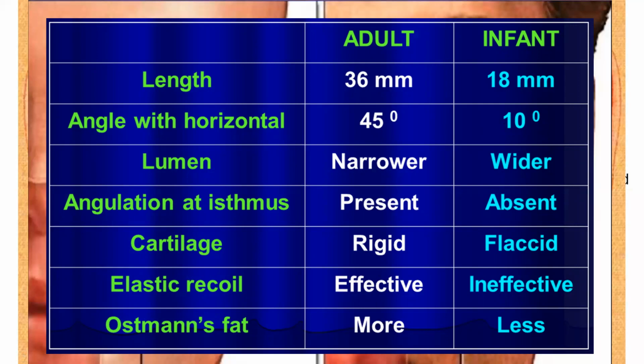At the isthmus, the angulation is present in adults, whereas it is absent in infants, making a direct communication between the middle ear cavity or the tympanic cavity and the nasopharynx. The cartilaginous structure is rigid in adults, whereas it is more flaccid in infants. The elastic recoil of the cartilage, we'll discuss later how this recoil helps in the functioning of the Eustachian tube. So this elastic recoil is very effective in adults, whereas it is ineffective in infants. And the density of Ostmann's fat at the cartilaginous part of the Eustachian tube is more in adults and less in infants.